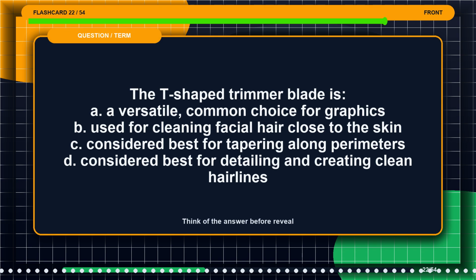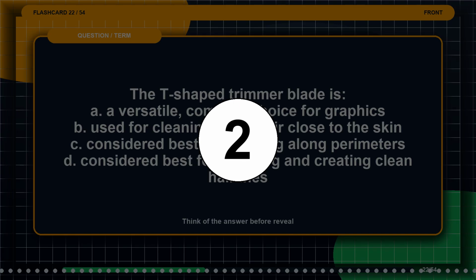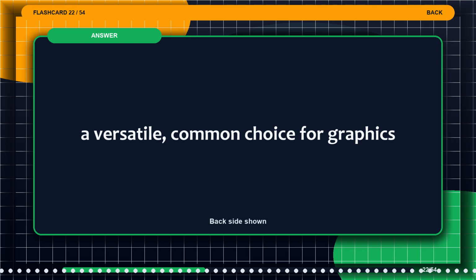Flashcard 22. The T-shaped trimmer blade is: A, a versatile, common choice for graphics; B, used for cleaning facial hair close to the skin; C, considered best for tapering along perimeters; D, considered best for detailing and creating clean hairlines. Pause and think of the answer before the reveal. The answer is a versatile, common choice for graphics.